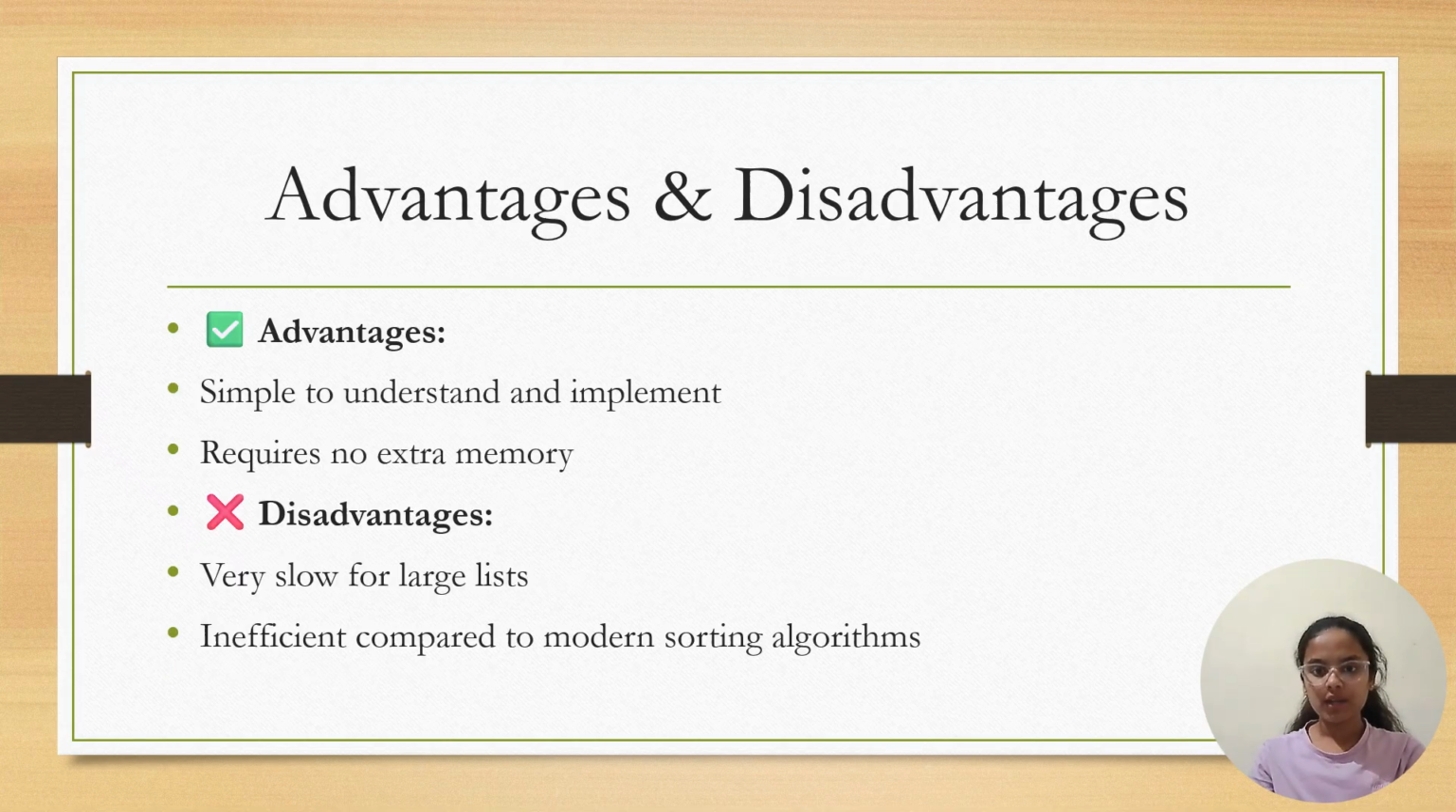In this slide, we will look at the advantages and disadvantages. The advantages are that it is very simple to understand and implement, and it requires no extra memory. The disadvantages are that it is very slow for large data sets, which means we have to compare each and every adjacent element, which is very time consuming. It is also inefficient compared to modern sorting algorithms, which have more efficiency than bubble sort.